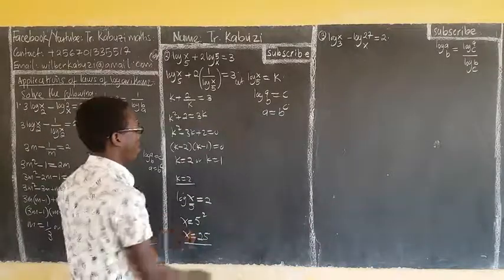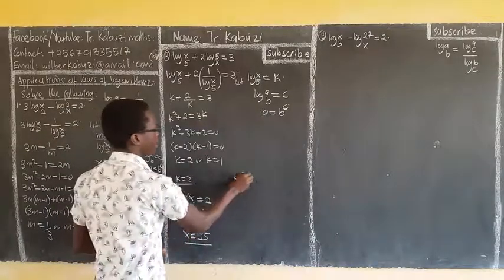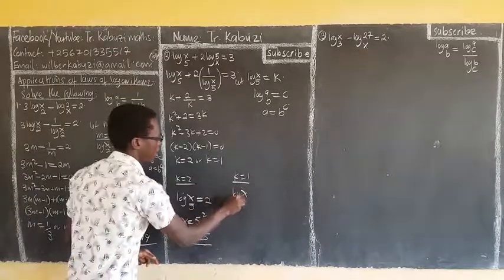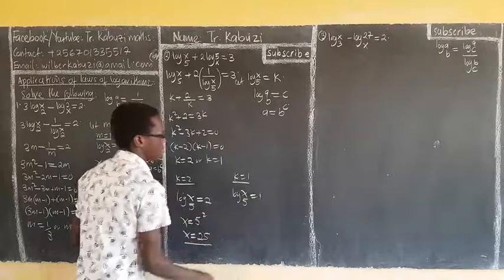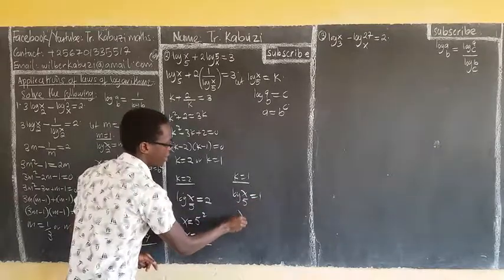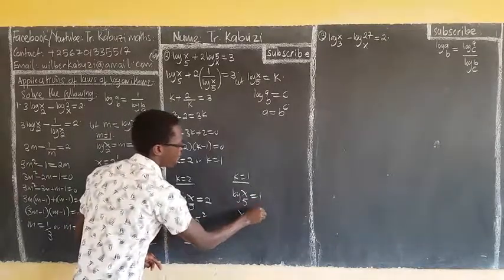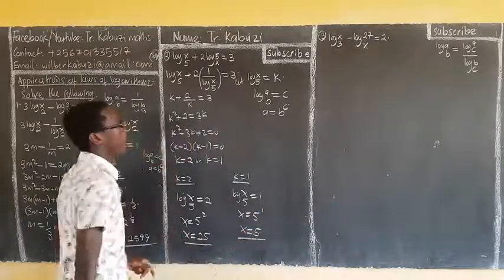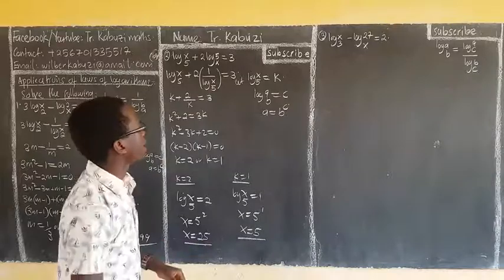When I come now when k is 1, I'll be having log x base 5 equaling to 1. So that now my x will be 5 power 1, and my x will be 5. So those are the values of x.